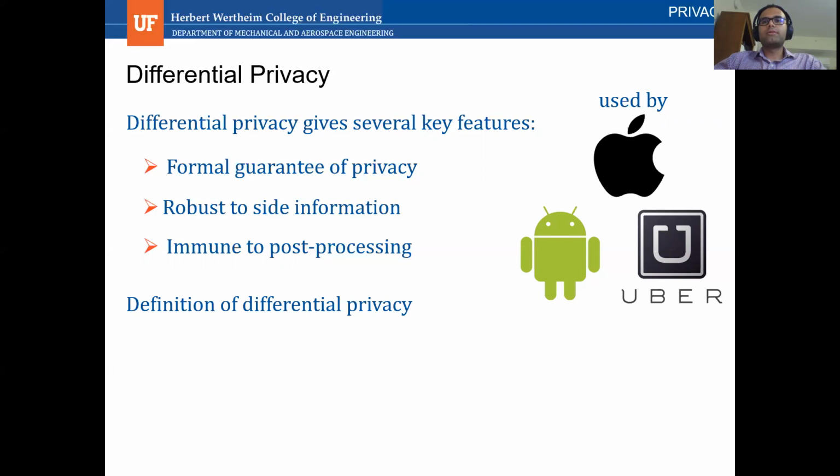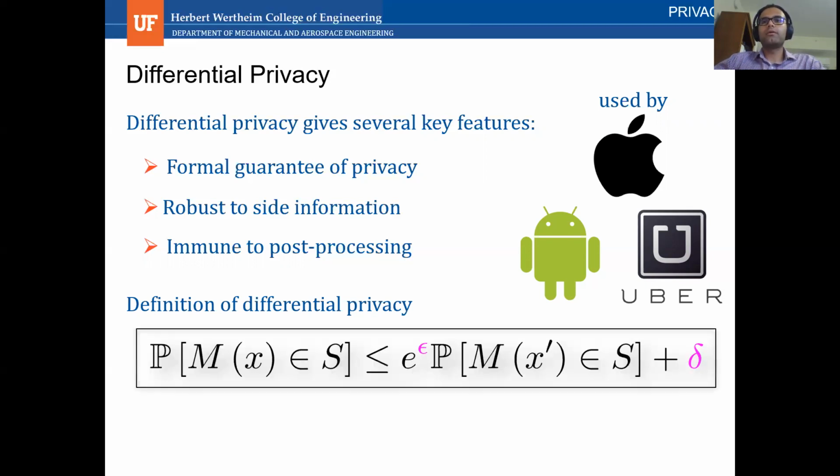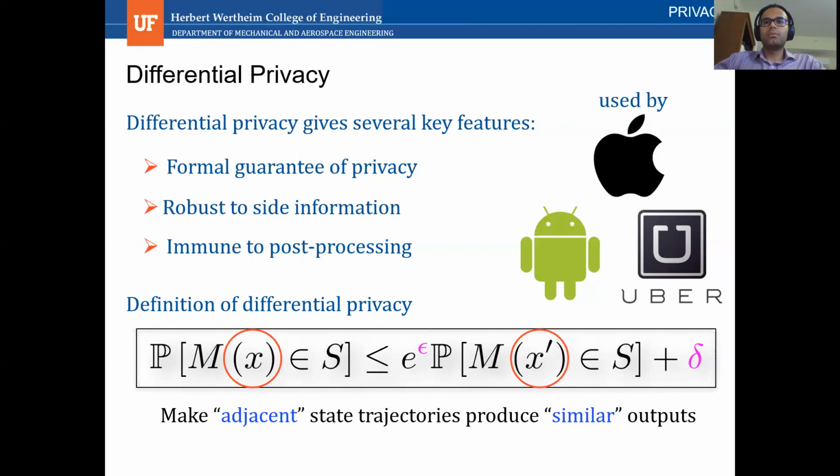Here, we formally define differential privacy. The output of a differentially private mechanism makes two adjacent trajectories, x and x prime, produce similar outputs. The degree of this similarity is tuned by privacy parameters epsilon and delta, as we can see in the definition. And we are going to formally define what we mean by adjacency in just a second.